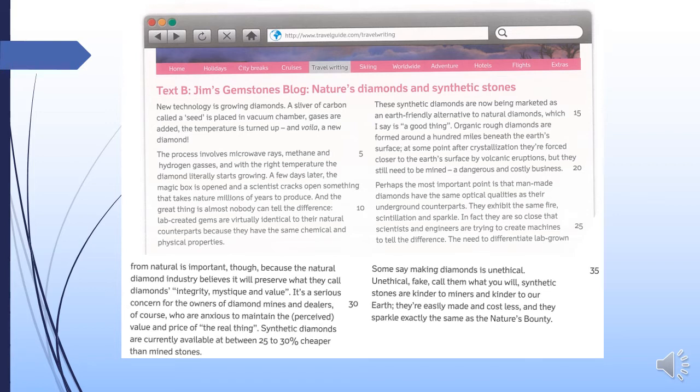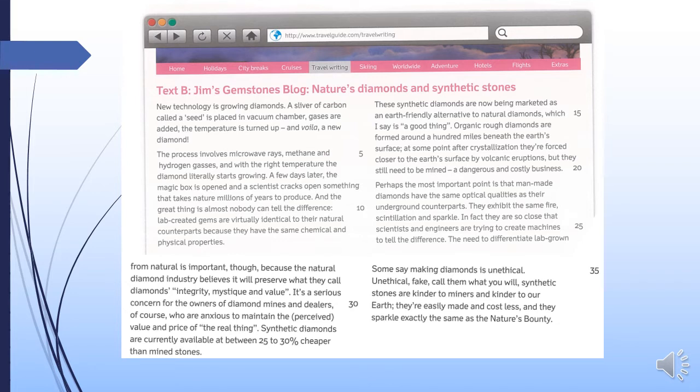The need to differentiate lab grown from natural is important though, because the natural diamond industry believes it will preserve what they call diamonds' integrity, mystique, and value. It's a serious concern for the owners of diamond mines and dealers, of course, who are anxious to maintain the perceived value and price of the real thing. Synthetic diamonds are currently available at between 25 to 30% cheaper than mined stones.